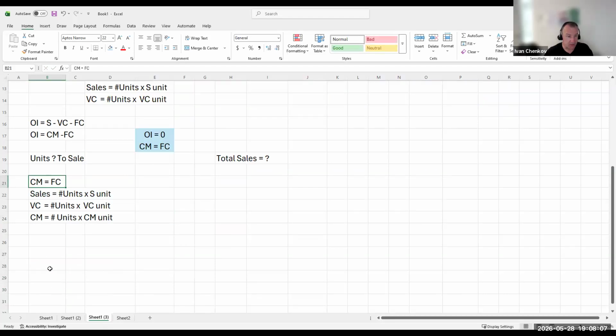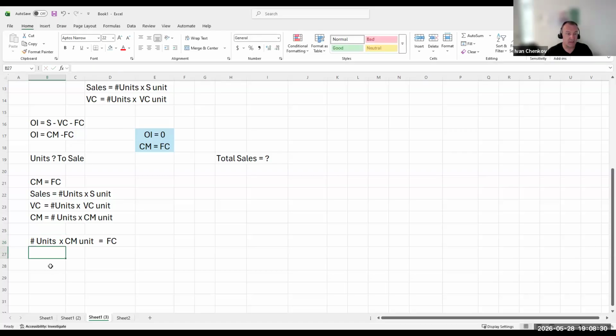And if I substitute in this formula, what's going to happen? I'm going to have a number of units that I need to sell times contribution margin per unit, and it has to be equal to the fixed cost. And that's the only way I'm going to be at break-even.